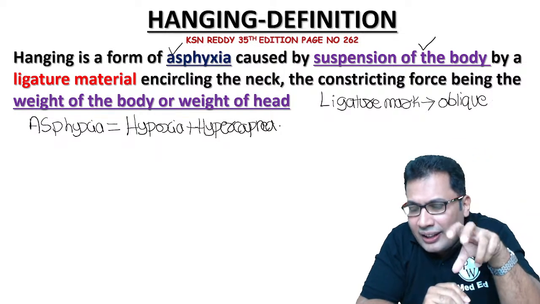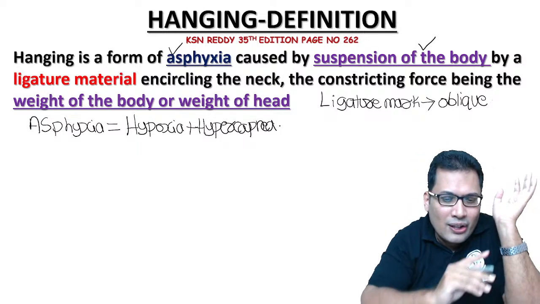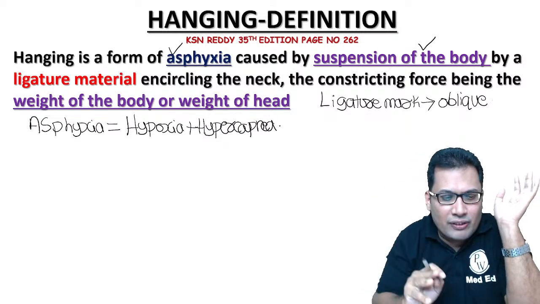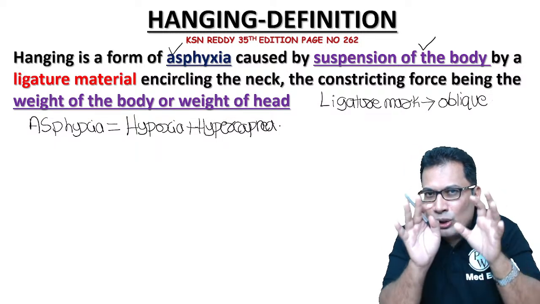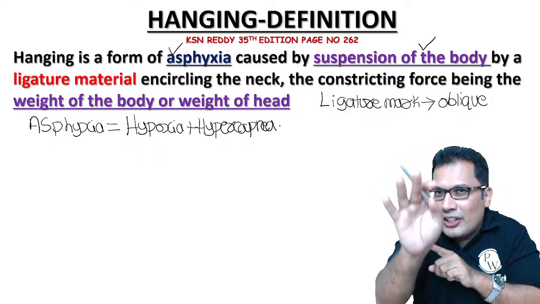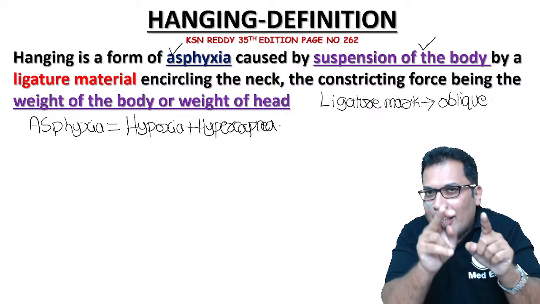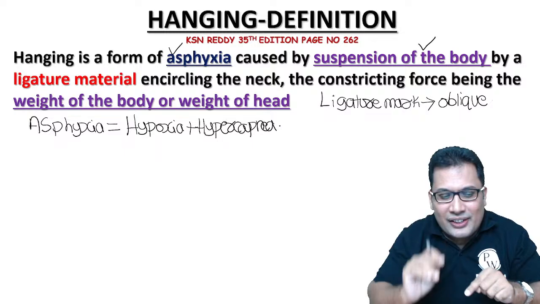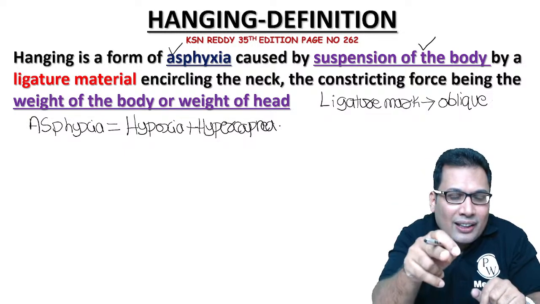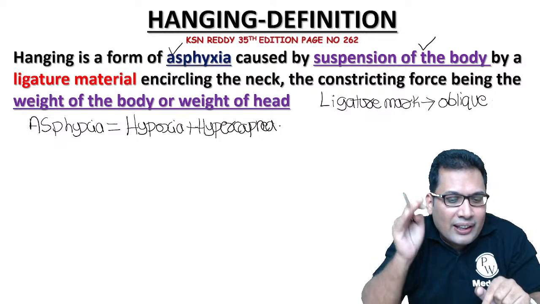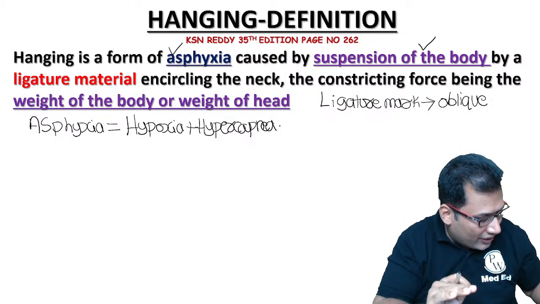Weight of the head acts as a constricting force in partial hanging. So there are 4 important keywords in the definition. Asphyxia, literal meaning is pulselessness. There is no suspension of body in ligature strangulation or strangulation. Ligature mark is oblique in hanging. Ligature mark is transverse in ligature strangulation. Body weight acts as a constricting force in complete hanging. In case of partial hanging, it is the weight of the head. So this is what you need to understand.